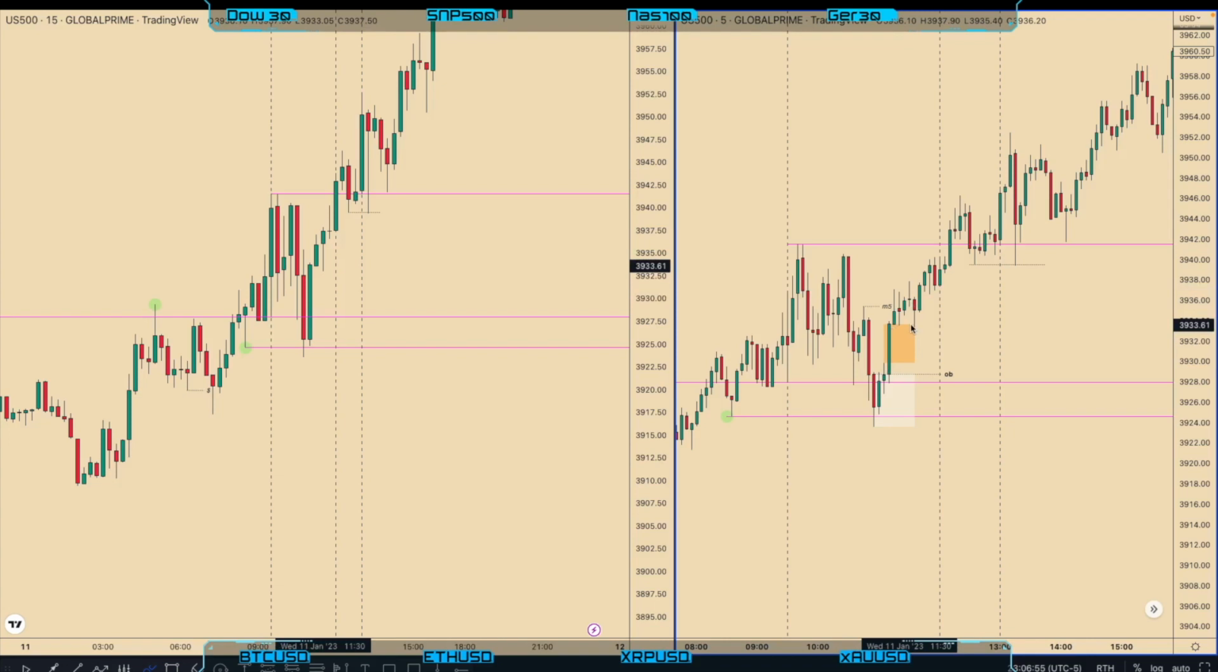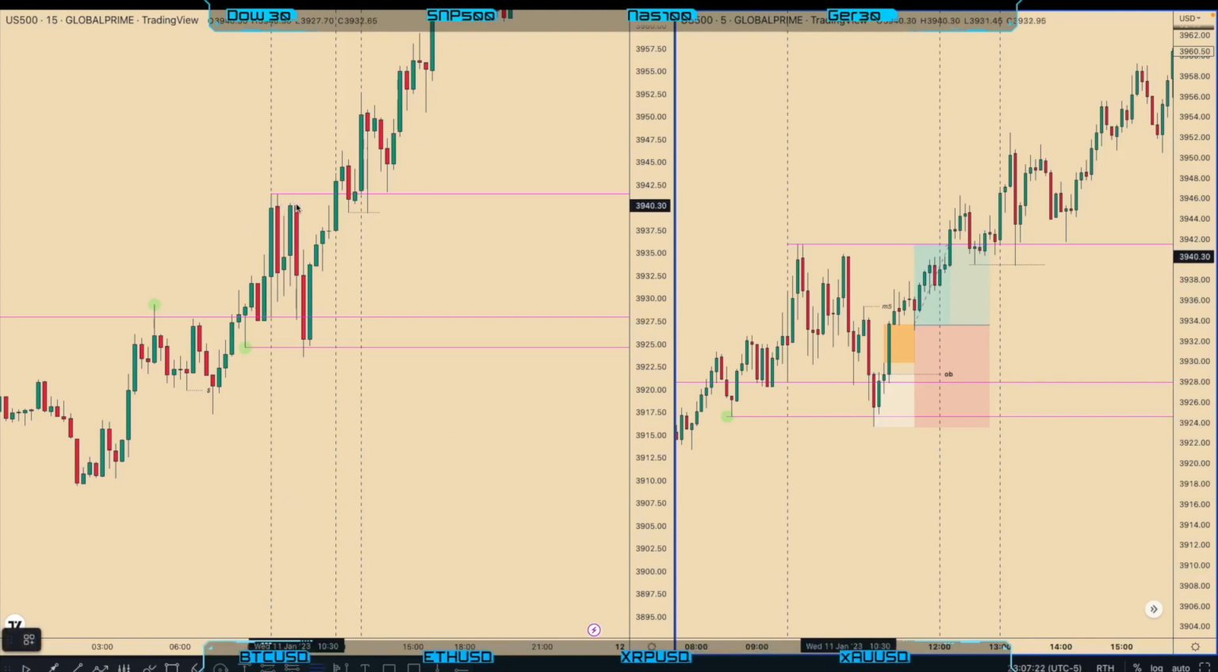Price taps into that imbalance, and then we can see that it runs to the upside. So let's walk through this area here. Entry would be here. You maybe would not have gotten tagged with this candle unless you took a manual entry. So entry is here, but we can see that our stop loss would be right here below this swing low. Now let's go ahead and find our targets.